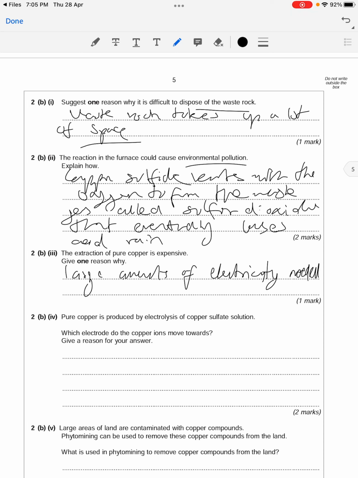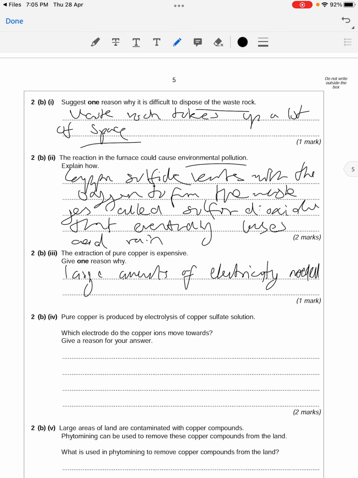Maybe you can also mention that the extraction has many stages. Or you could say that large amounts of copper have to be mined, like large amounts of ore, or the material, in this case copper. It has to be mined. Okay, so let's just stick with large amounts of electricity needed, okay, to extract pure copper.